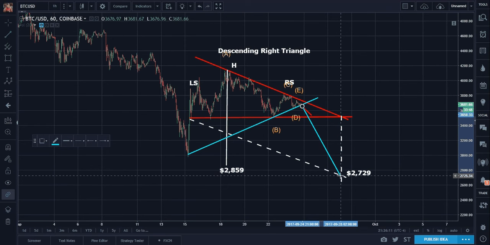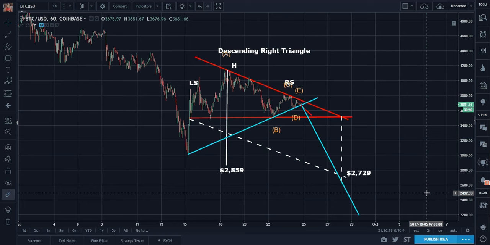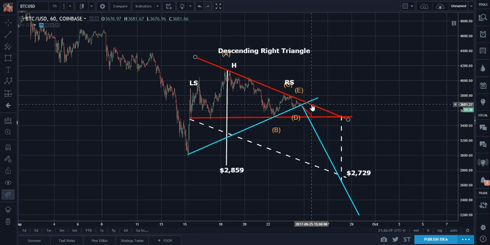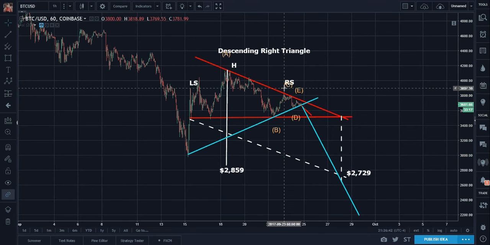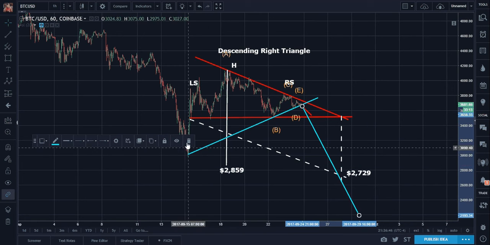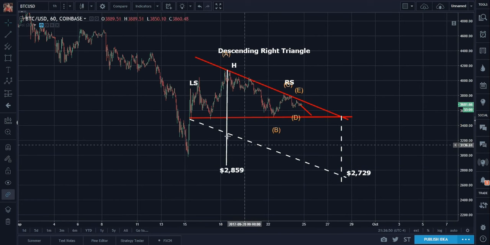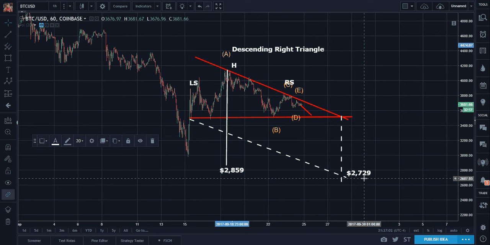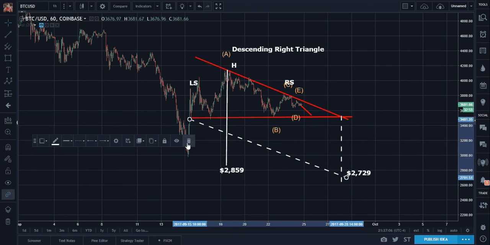I would be surprised if it went somewhere in the range of 2600 to 2000. So in a way now you have three patterns, a triple combination, saying the same thing. Let me deconstruct this. We have a symmetrical triangle potential, where we have an A, B, C, D, E, and a decline. We have a descending right triangle with a target potential of 2729. That's clear.